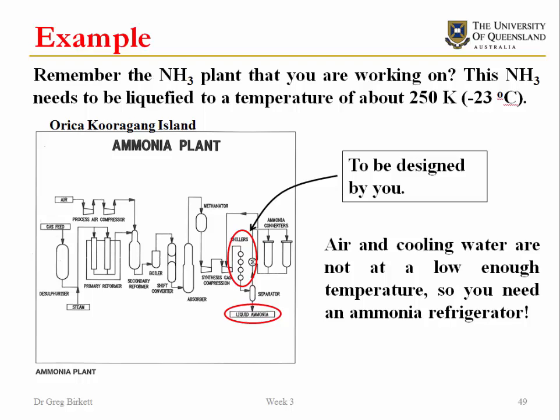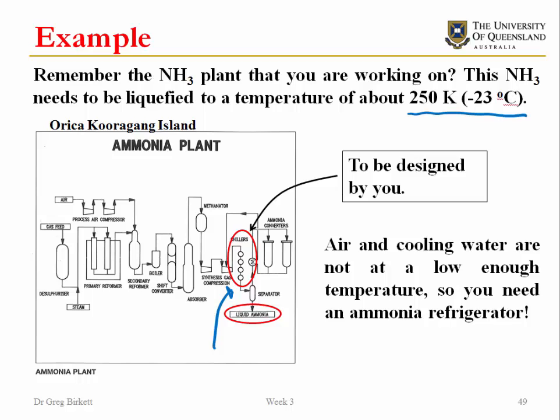Hello and welcome to this example of using equations of state to do a more realistic process calculation. What we're looking at here is an ammonia plant. This is the flow sheet that I've been using in a few examples. What we're looking at in particular is the chiller section of this process, where we need to cool ammonia down to 250 Kelvin or minus 23 degrees Celsius so that it liquefies for storage.